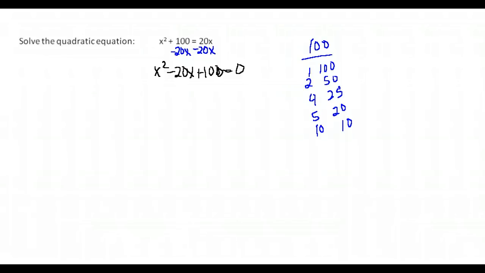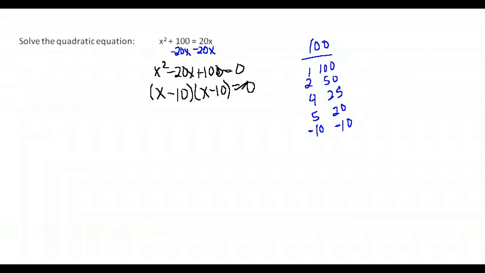Could I find any of those that multiply to be 100 and add to be negative 20? Well, if I had negative 10 and negative 10, notice their sum is negative 20, but when they're multiplied, negative times negative gives me positive 100. So those are my two factors. I go ahead and write down those factors, x minus 10 and x minus 10. So I have x minus 10 times x minus 10 equals 0.